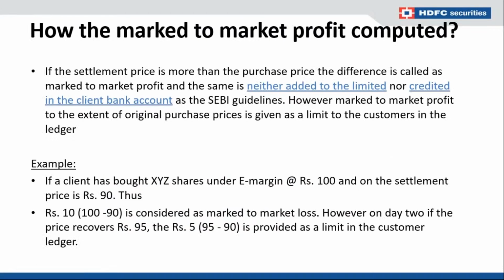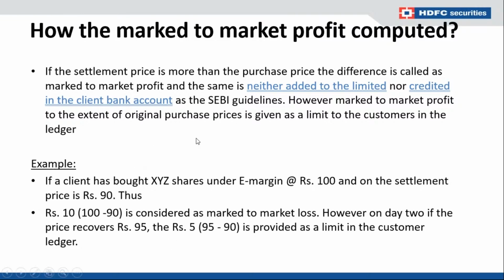So this is how mark to market profit is computed. If the settlement price is more than the purchase price, the difference is called a mark to market profit. The same is neither added to the limit nor credited in the client bank account as per the SEBI guidelines. So mark to market profit is not extended; the original purchase price is given as limit to the customer.